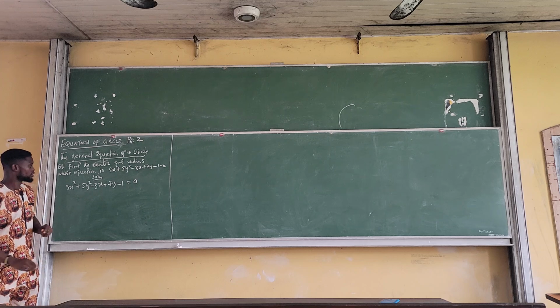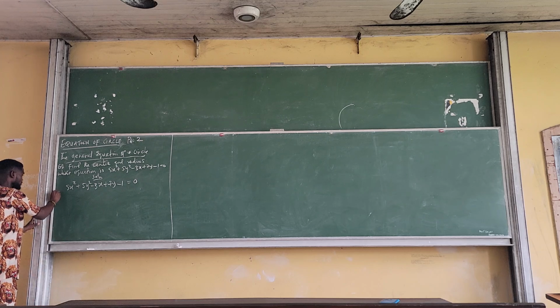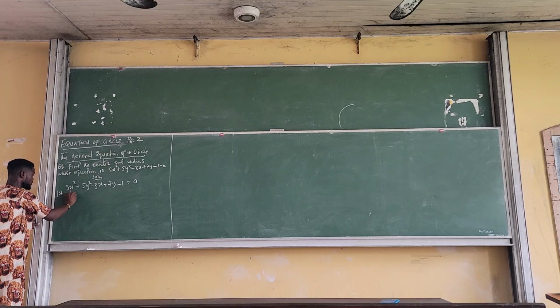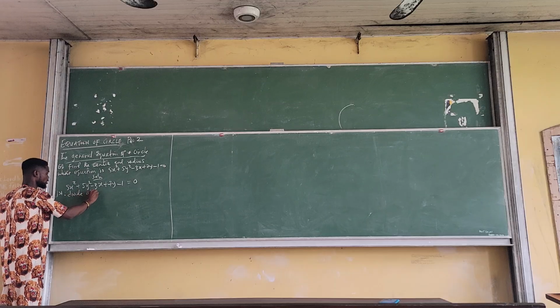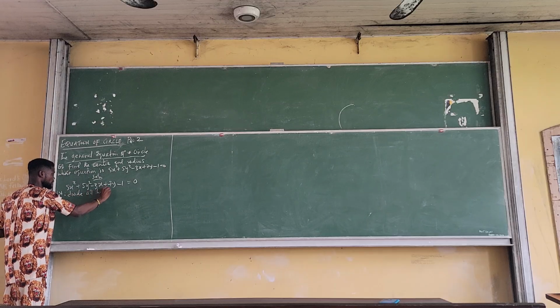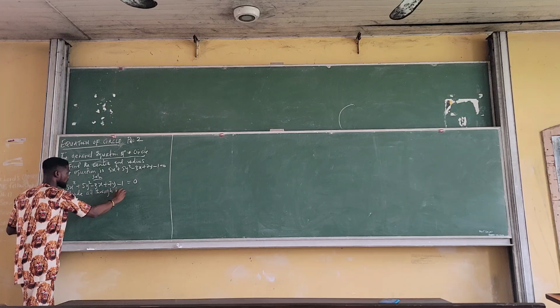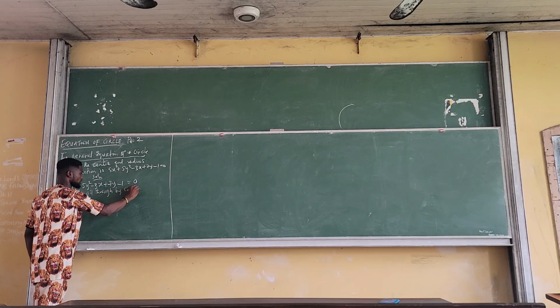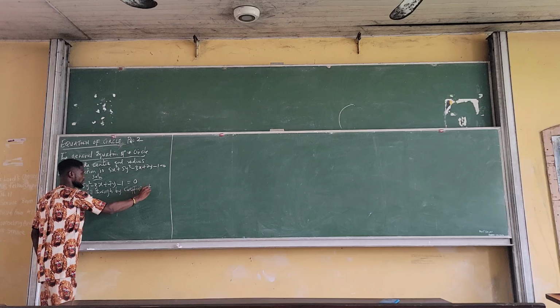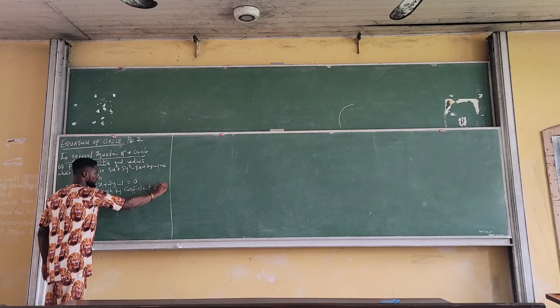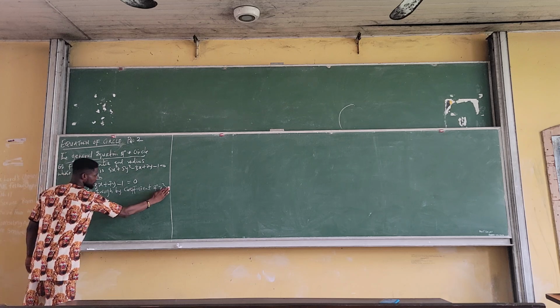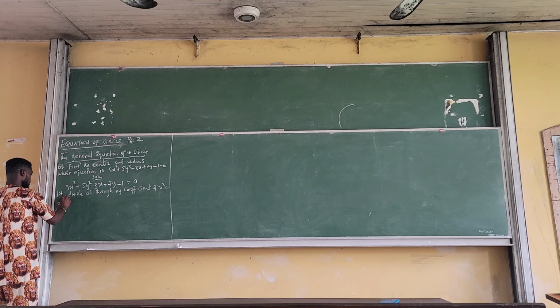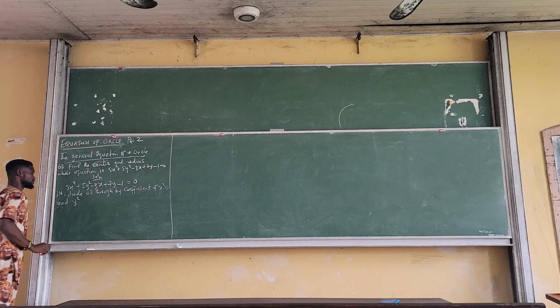That is the first step. The first step is divide all through by coefficient of x square and y square. That is the first step.